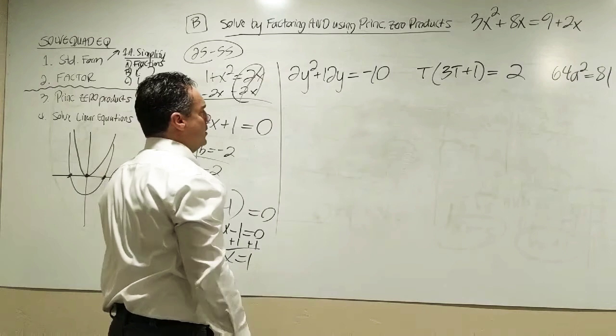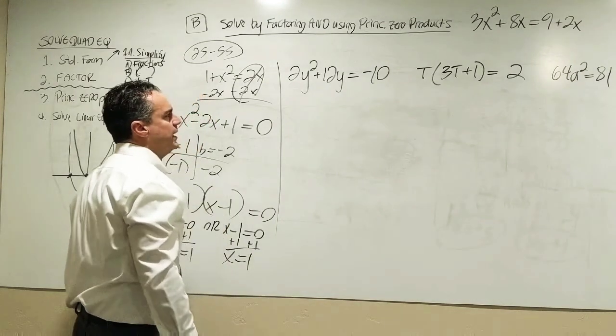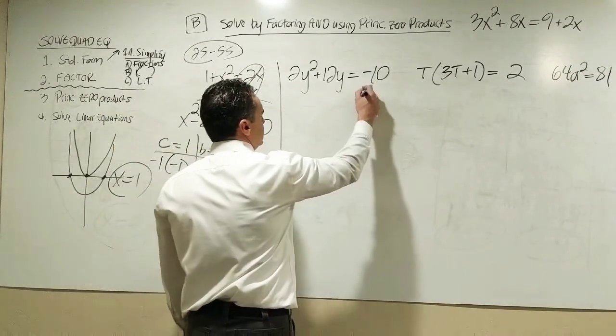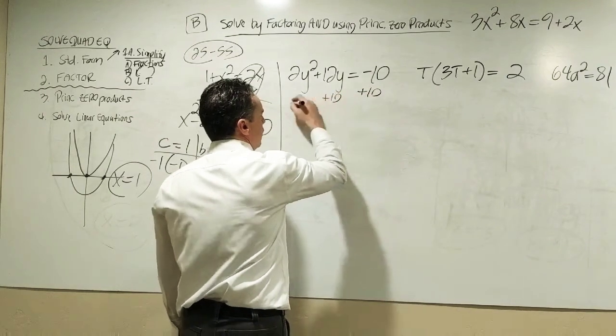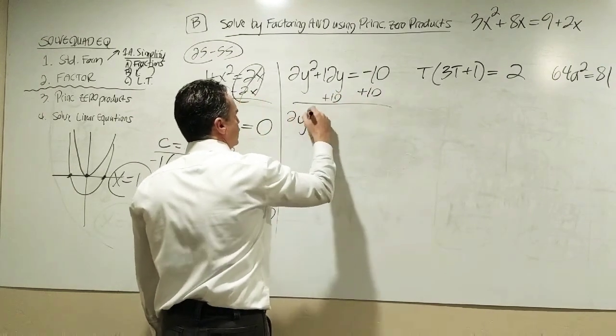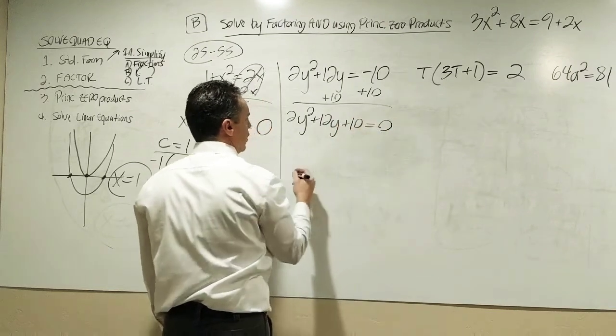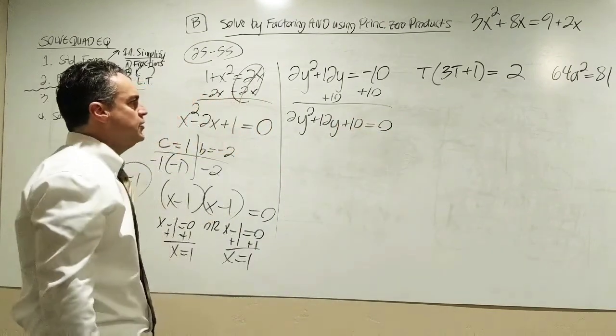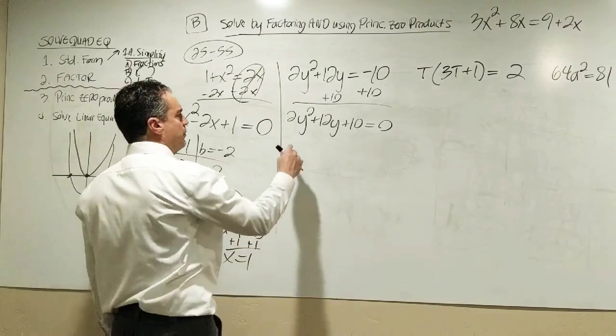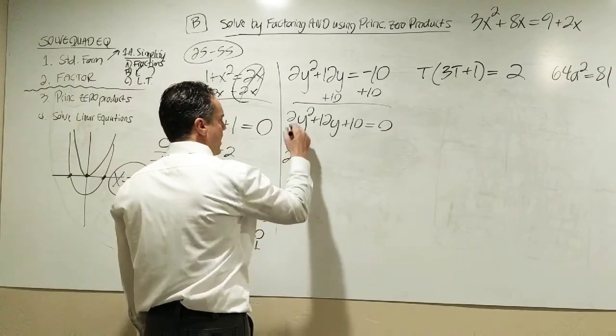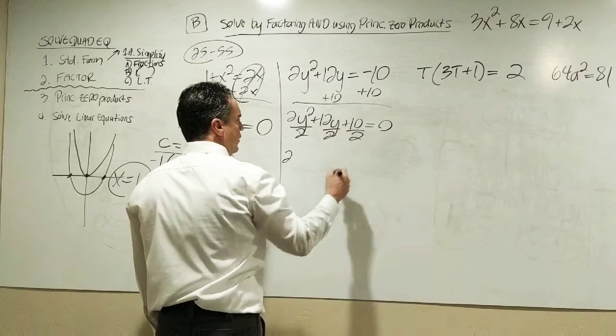Next one. 2y squared plus 12y equals negative 10. Again, it's not all in descending order on one side, set equal to 0. So we're going to add 10. We get 2y squared plus 12y plus 10 equals 0. Now we need to factor this. We have a common factor. 2 goes into all these. We're going to factor out a 2. Hopefully you saw that.